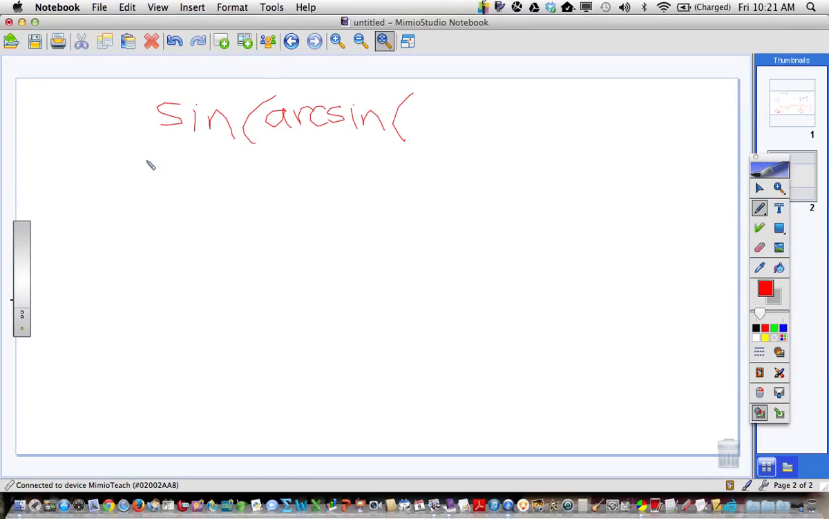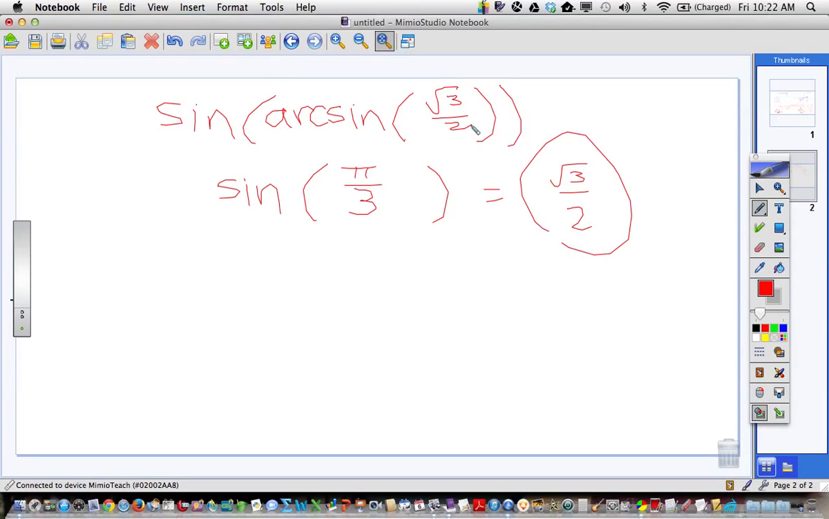If you go sine and then arc sine, there are no domain restrictions because, for example, it would look like this. Okay, this would say the angle whose sine is root 3 over 2. Well, what angle are you going to get out of there? We just talked about. What are you going to get out of root 3 over 2 arc sine? Pi thirds. And then you do sine of pi thirds, and that is root 3 over 2.